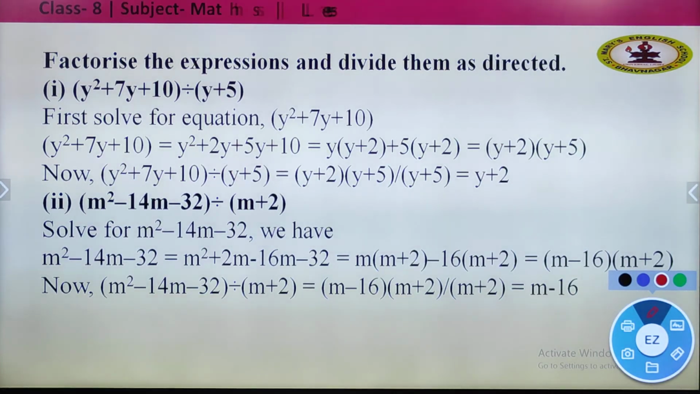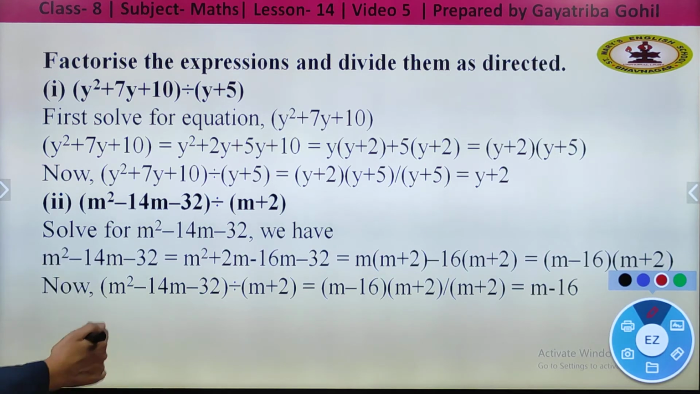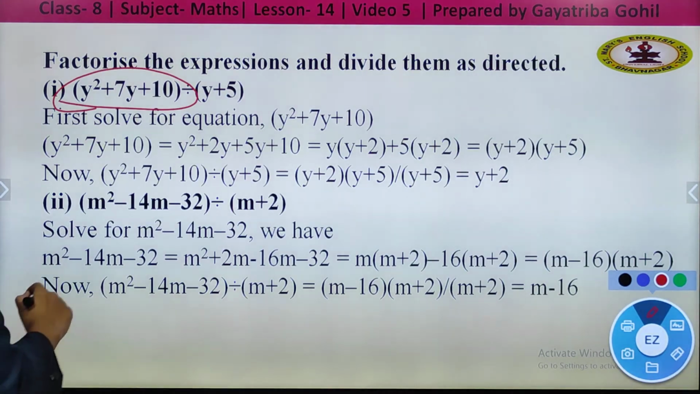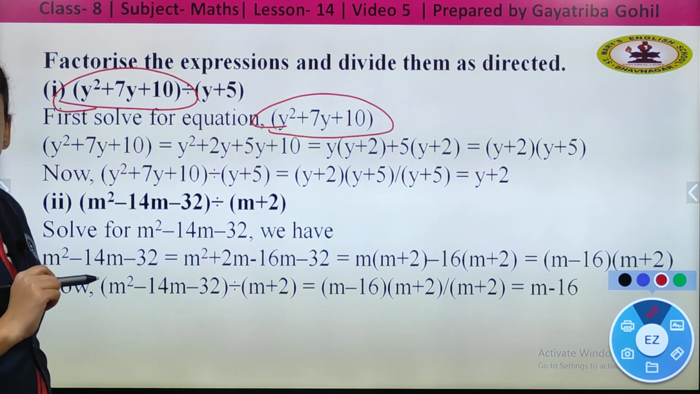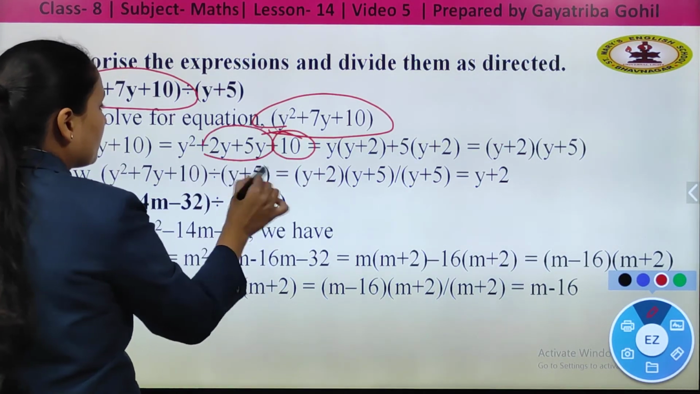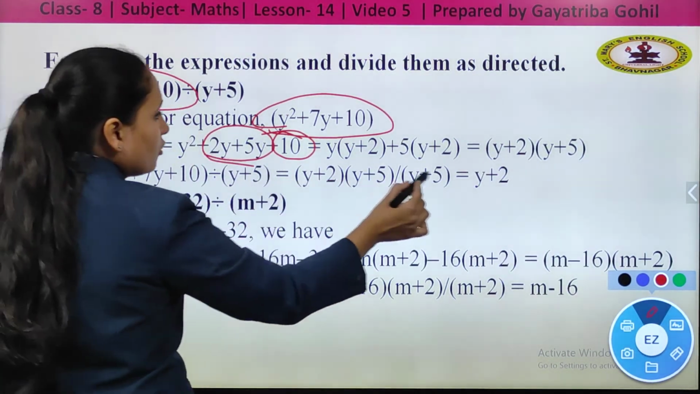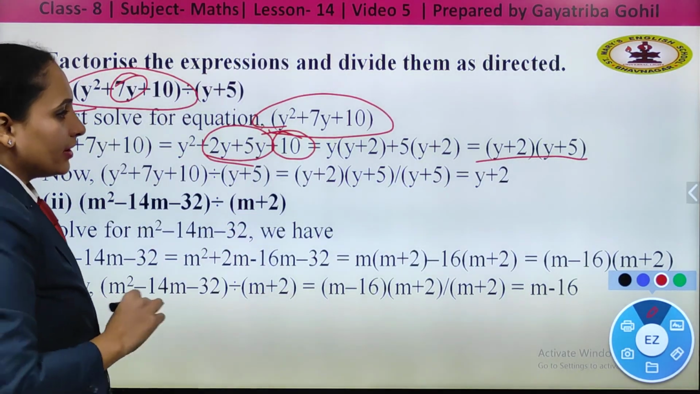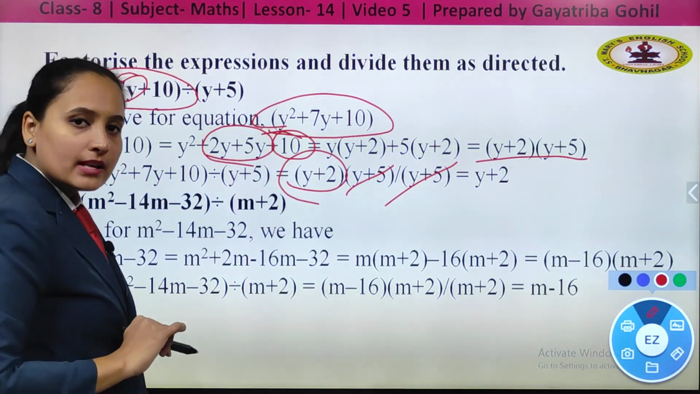Here, you have to factorize the expression and divide them as directed. First, you have to factorize them and then divide. So, y square plus 7y plus 10 divided by y plus 5. So, when you factorize this, you have to use the concept of splitting the middle term. So, for factors of 10, 2y plus 5y and you will get 7y. So, when you take common, the factors that you will get are y plus 2 and y plus 5, and when you divide, y plus 5 and y plus 5 will get cancelled. So, what will be left with you? y plus 2.